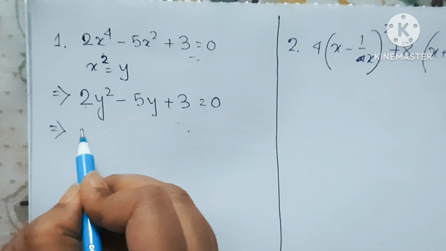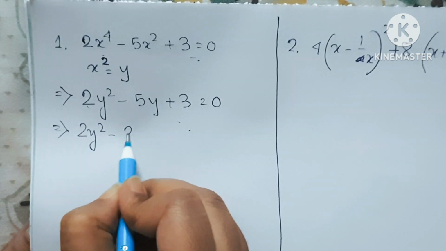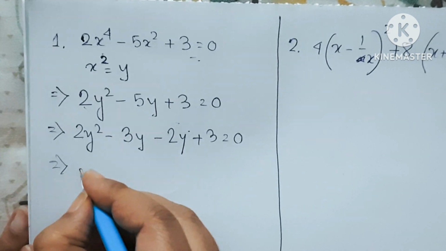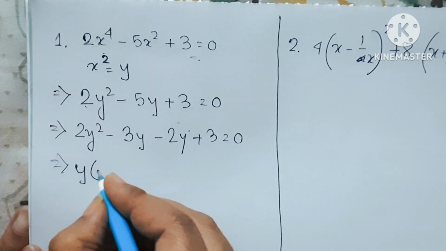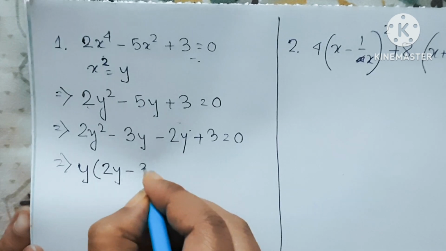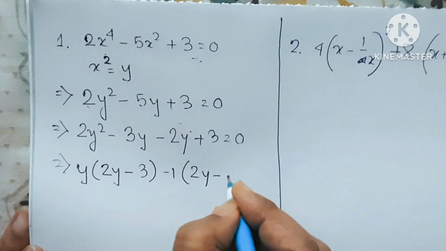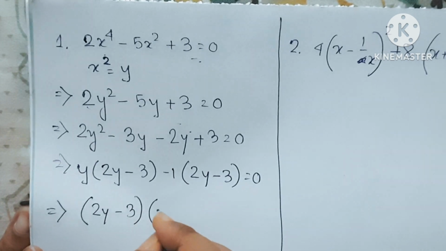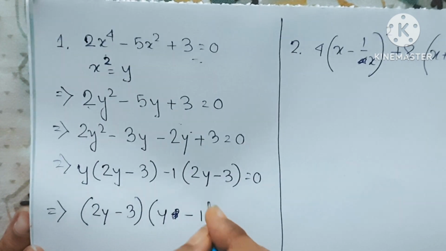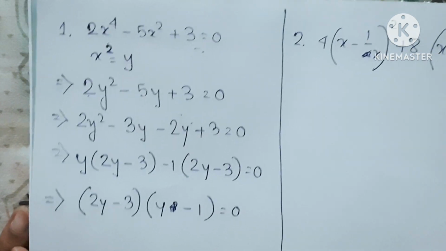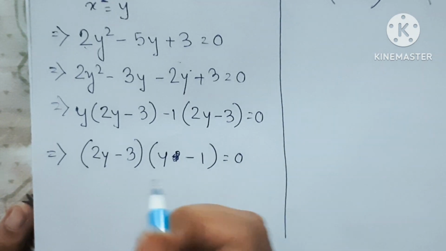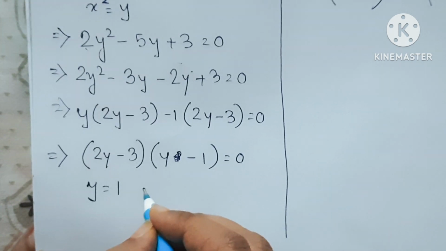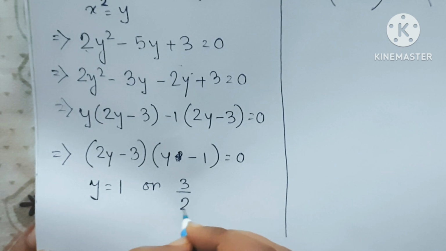You can factorize it easily. 2y square minus 3y minus 2y plus 3 equal to 0. Now, if you take y common from both of them, minus 1 equal to 0. So, we have done the factorization. After factorizing, you will get this one, and now using zero product rule, what you will get? y equal to 1 or y equal to 3 by 2.